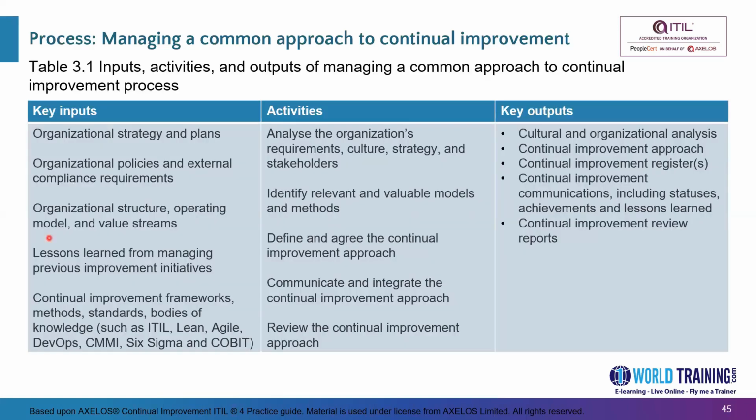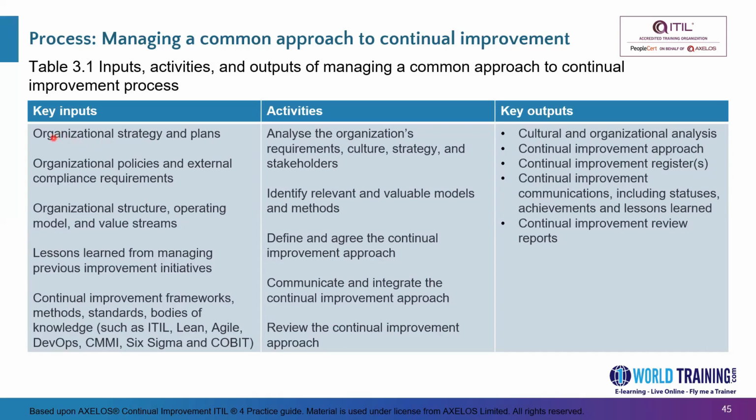This is a table of the inputs, activities, and key outputs of this first process related to the common approach to this practice. If you look at the middle column, we have 5 activities in this process. These are in sequence from the top to the bottom. And there are some inputs and outputs. Let us look at the inputs first.